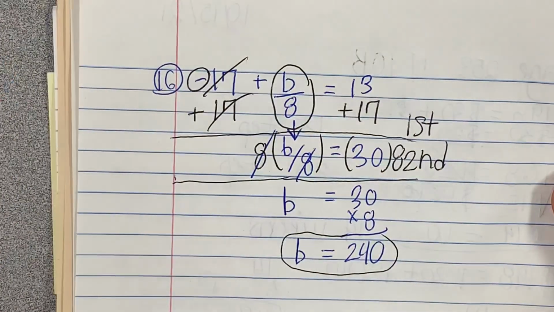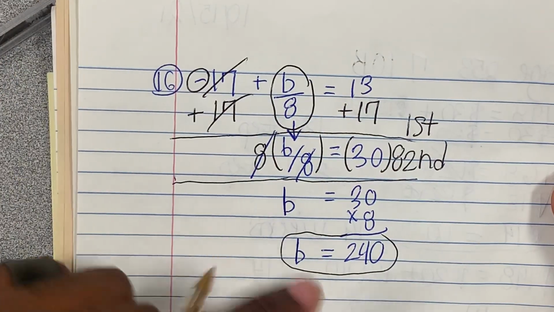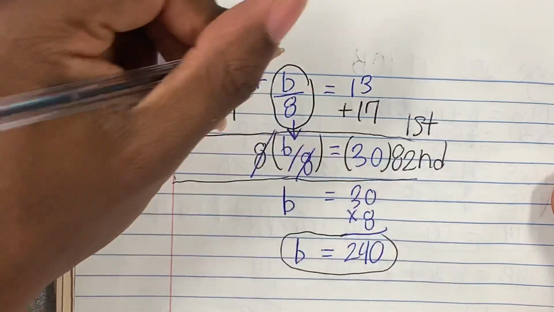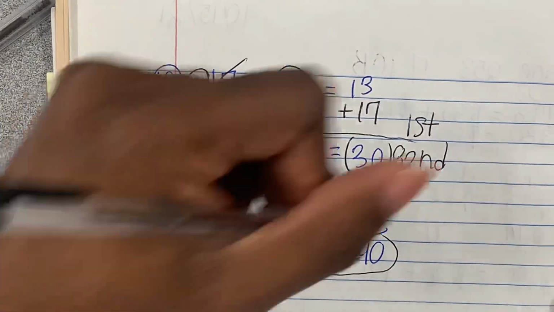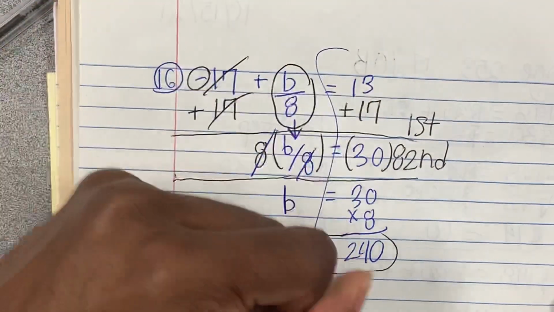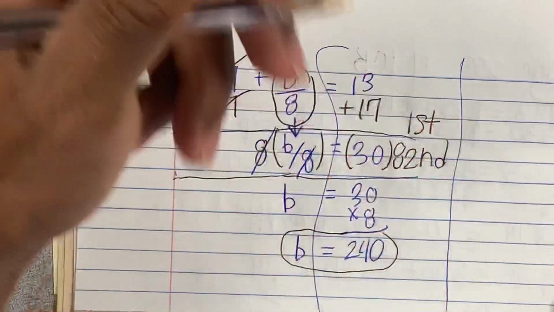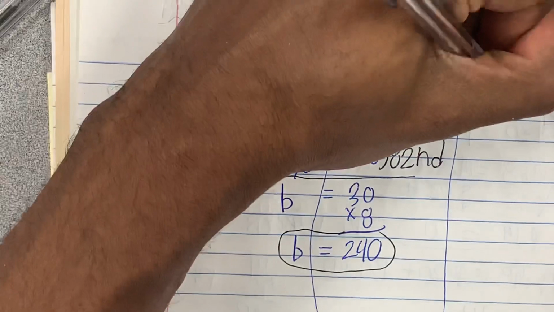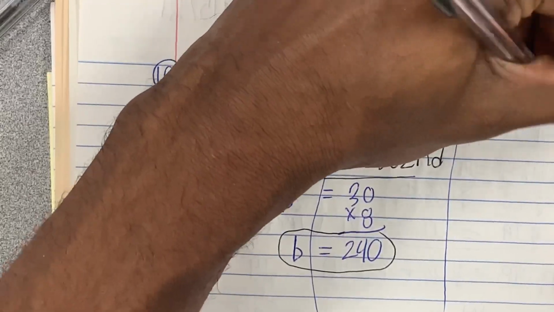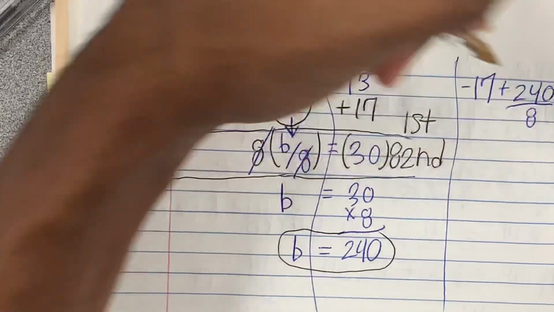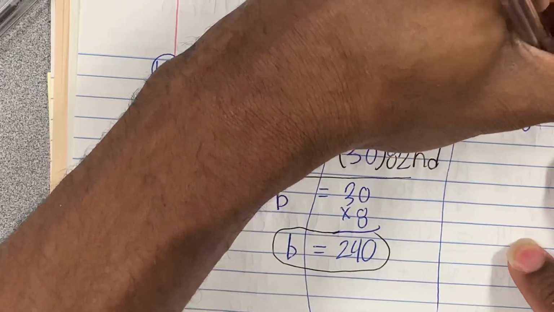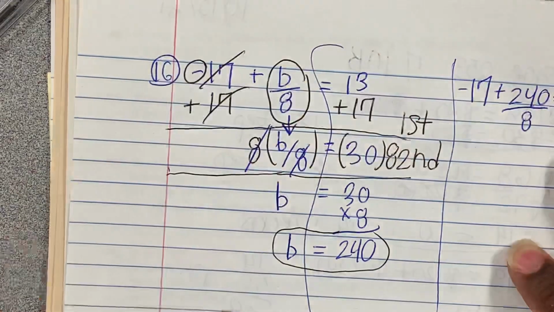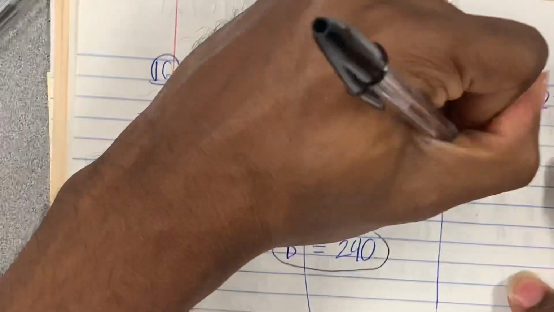All right, let's double check our work. Let's put 240 back into our original equation. So if we have negative 17 plus 240 divided by 8, does that equal 13? All right, well, let's find out.